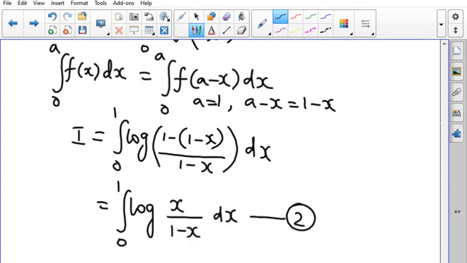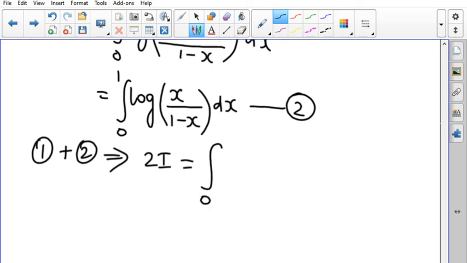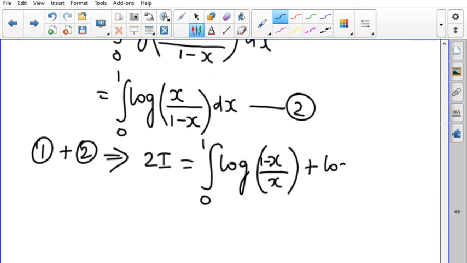Take this as equation number 2. Okay, now the same format as the previous problem, adding 1 and 2. 1 plus 2 implies, if we add I on both sides, 2I is equal to integral of 0 to 1 log of 1 minus x divided by x plus log of x divided by 1 minus x dx.